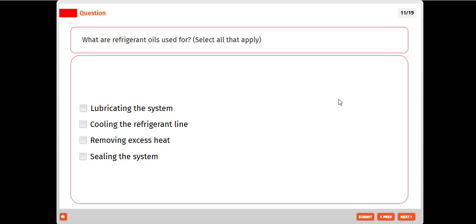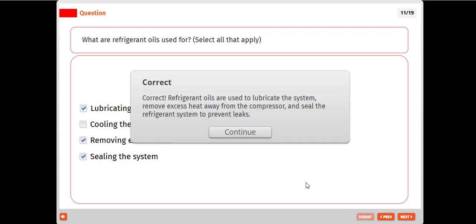What are refrigerant oils used for? Lubricating the system, removing excess heat, and sealing the system.